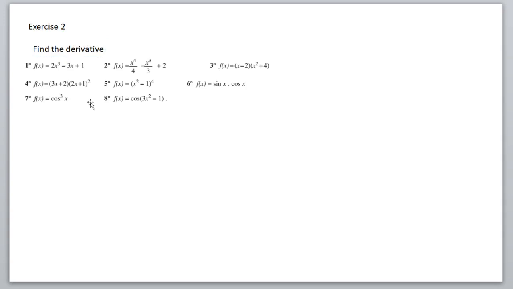Okay, number one: f of x equals 2x cubed minus 3x squared plus 1. What does f prime of x become? f prime of x becomes 6x squared minus 3. This is done. Number 2: f of x equals x power 4 over 4 plus x cubed over 3 plus 2. What does f prime of x become?